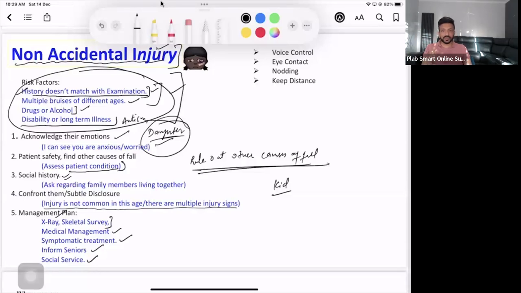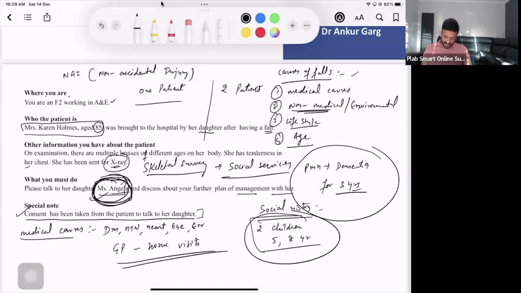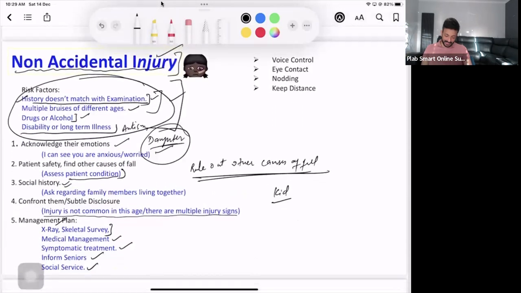So in this, the patient had multiple bruises of different ages. She was having pain as well. So the management would be managing the medical condition and obviously managing the social part of the station as well. So the management is going to be a bit complicated. That's how we will be doing this scenario.